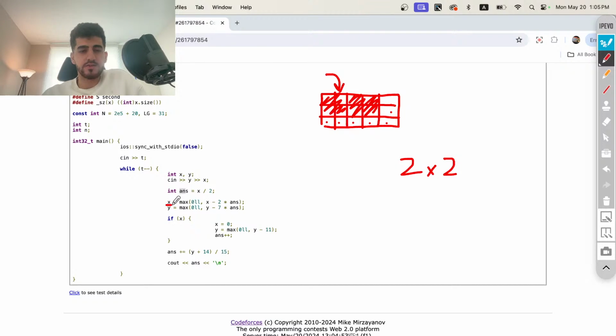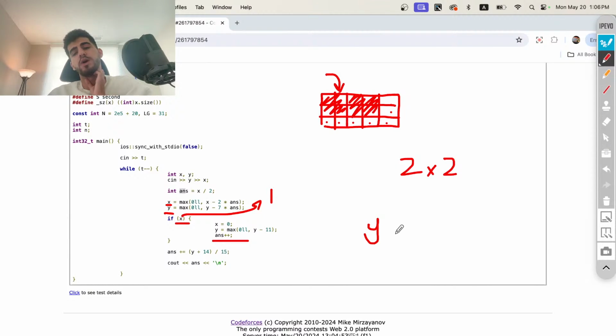This is always greater than 0, but it is just the shape of the code. y is equal to maximum of 0 and y minus 7 times ans, because each one of them has 7 y's. And if x was odd initially, now it is 1. Then I set x to 0, y equal to maximum of 0 and y minus 11, because I put 1 2 by 2 and 11 1 by 1s. And ans plus plus. And then the remaining ones, I have y 1 by 1s remaining.